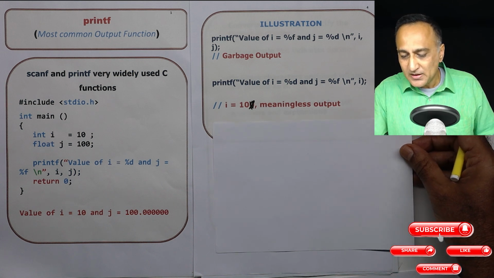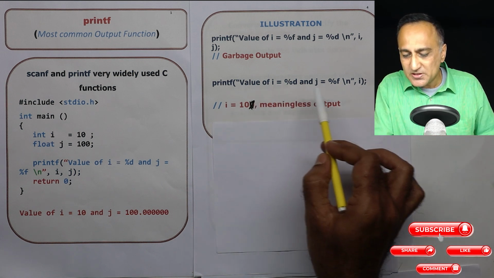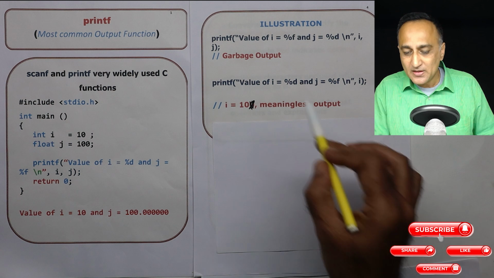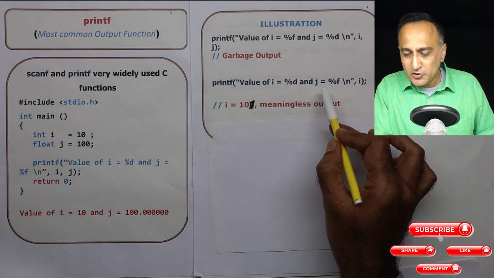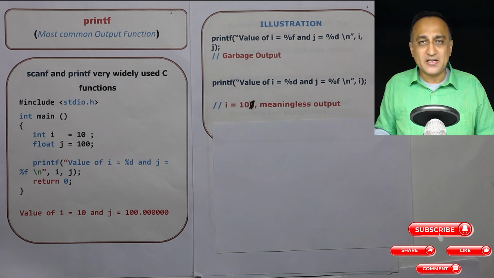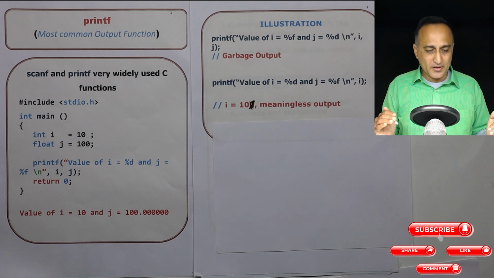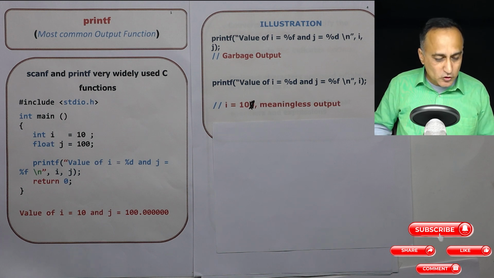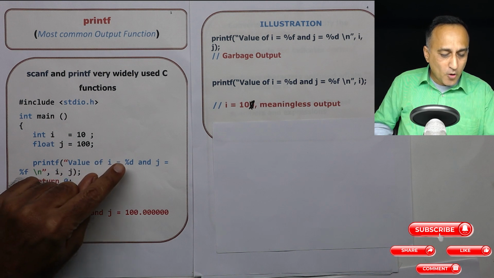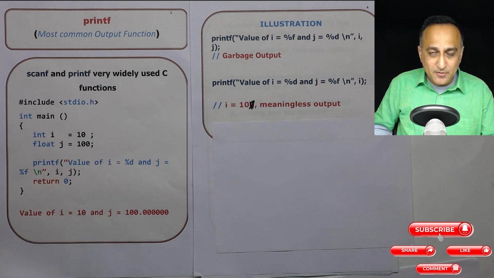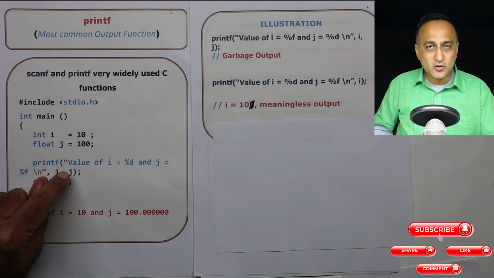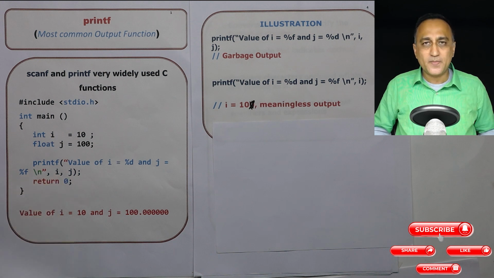One more example. Here value of i is %d, j is %f. But I have only given i, forgetting to give comma j. So it will print i correctly as 10. But for j, it will print some garbage or meaningless output. Again, you will not get a warning. So printf is very useful and will be most frequently used, but it is your job to be careful with how many conversion specifiers you are giving and their types. They should match with the type and number of the expressions or variables after this particular comma. I hope you have understood the working of printf with this brief talk.